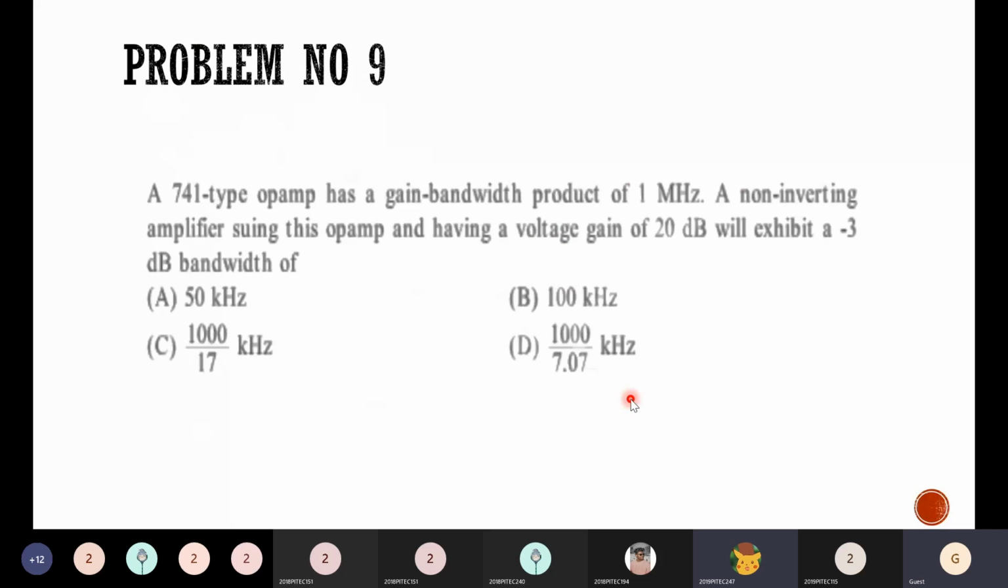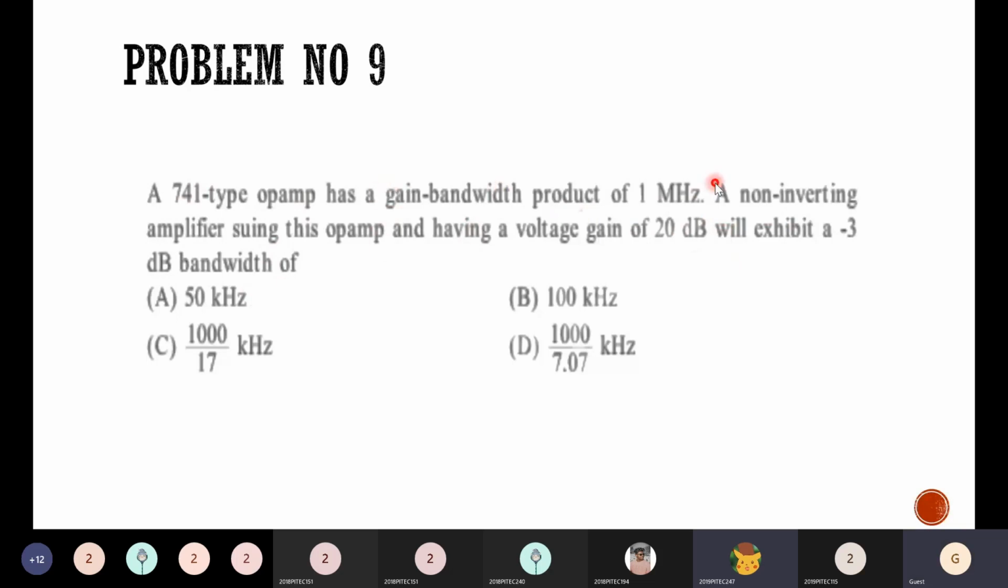One more, the last problem. With this, we'll wind up. A 741 op-amp has a gain bandwidth product of 1 megahertz. A non-inverting amplifier uses this op-amp and has a voltage gain of 20 dB. So what is given? 741 op-amp is given. Gain bandwidth product is 1 megahertz. Voltage gain is 20 dB. So bandwidth is asked. So what do you have to do?